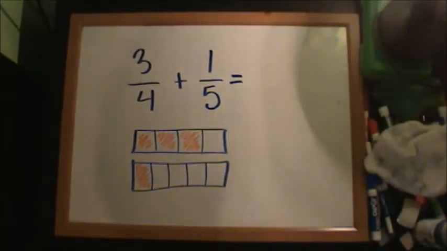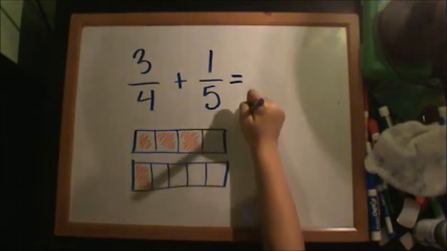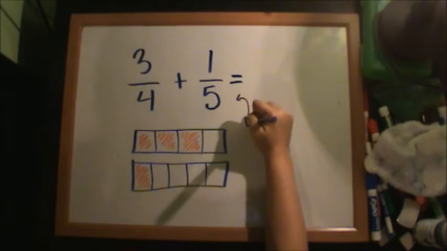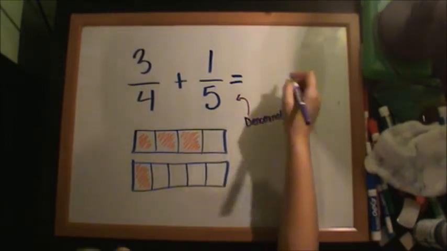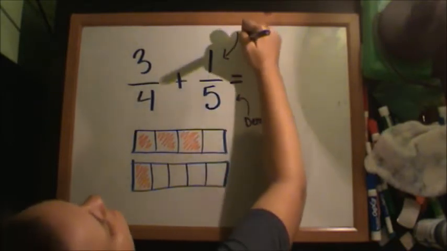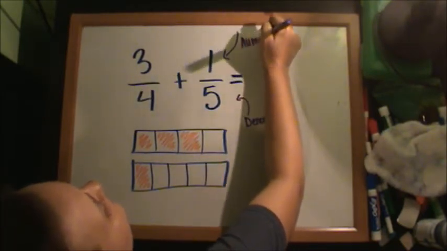This is the standard algorithm of adding fractions with unlike denominators. This bottom number is the denominator, and this top number is referred to as the numerator.